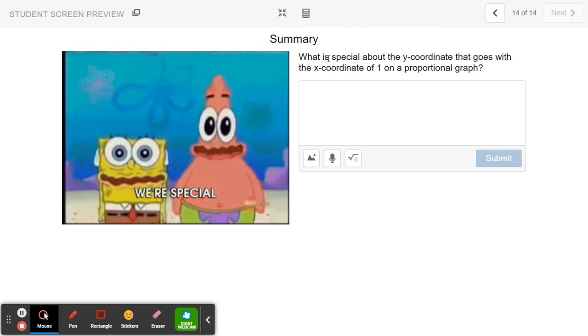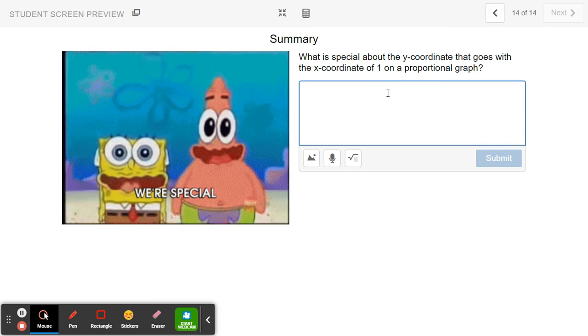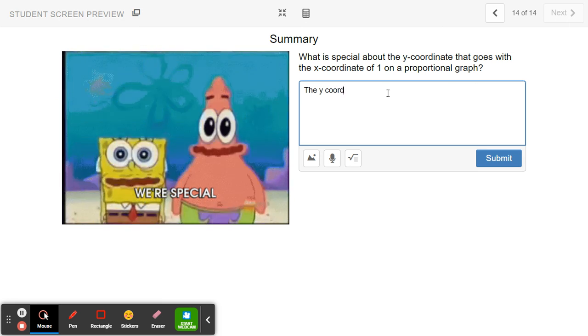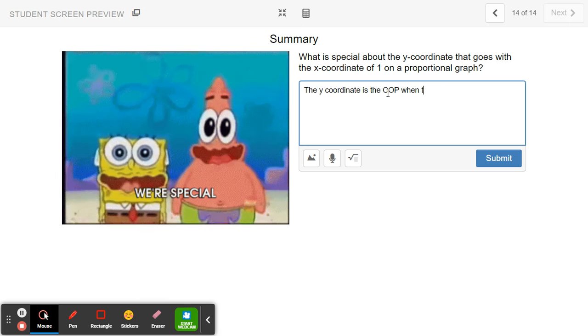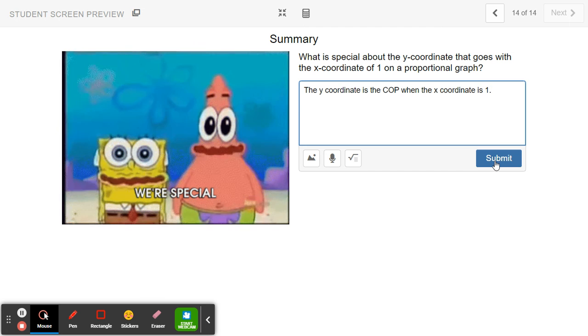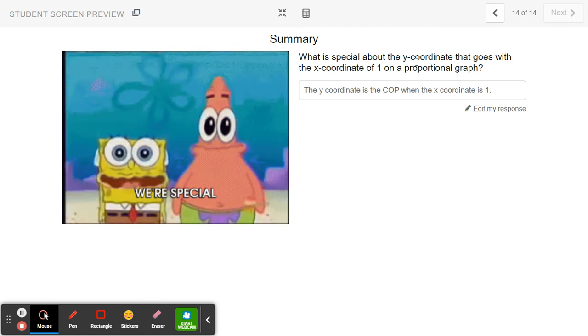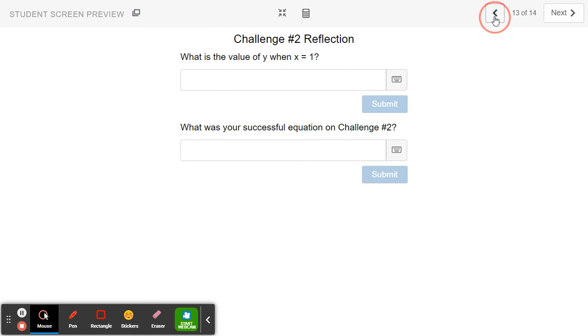Okay, so in summary, what is special about the y coordinate that goes with the x coordinate of 1 on a proportional graph? The thing that's special about it is the y coordinate is the COP when the x coordinate is 1. That's the special thing. 1k: 1 is the x, k is the y value, which is the COP. That's the summary of this lesson. You should be able to look at a graph and know, oh, okay, the COP goes with the y coordinate.